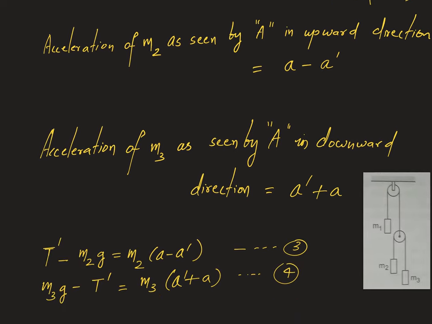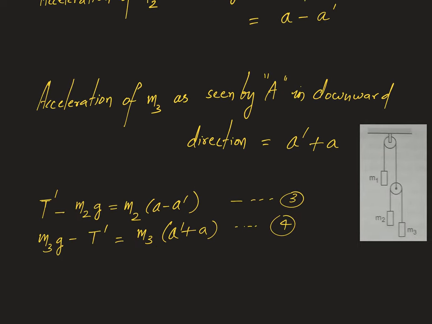Let's get started. First we will start with this mass. We know there is a T prime acting upward, and M2 g is acting downwards. This is equal to M2 times the acceleration as seen in an inertial frame of reference, in the upward direction, by the person standing on the inertial frame. That's why all these things are important. The minuses, the signs, all these things are important.